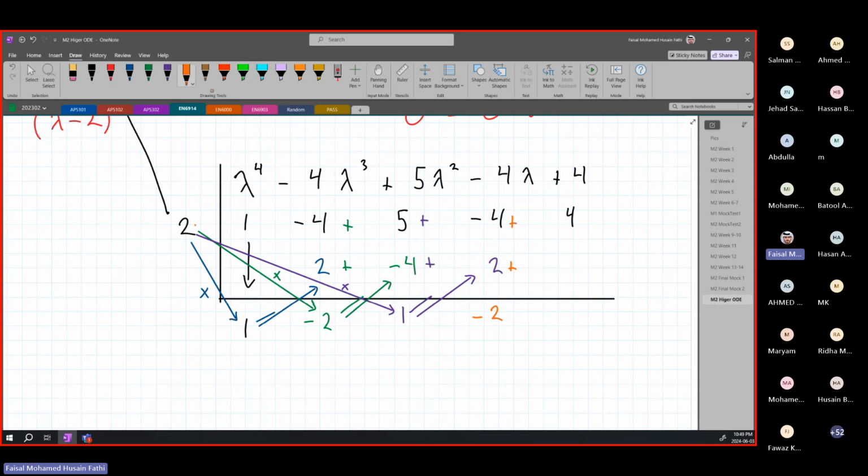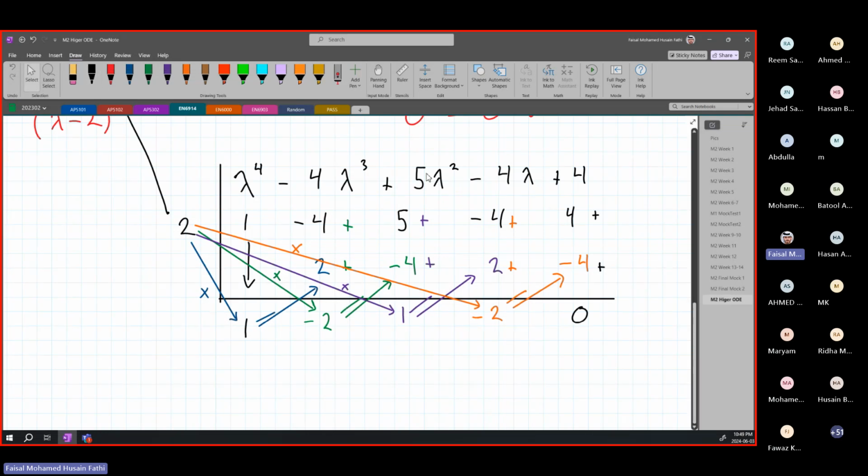And the last thing, again, we're going to multiply this here, and the answer is going to go here. So 2 times negative 2 is negative 4. And now the last point, if you add, they should give you 0, which it does. Since it gives you 0, that means this is actually a root, so we were correct from the very beginning.